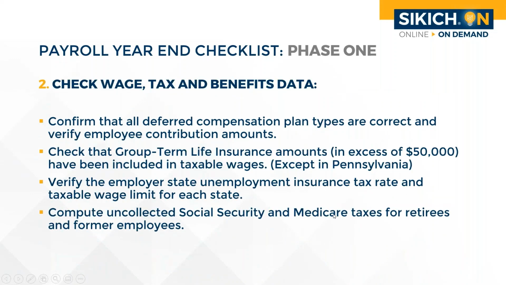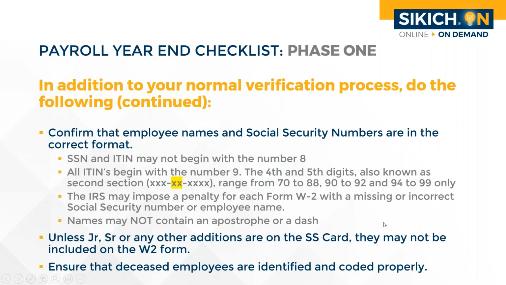Unless, please forgive me, I'm sorry, unless you have junior or senior on your Social Security card, it may not be used on the W-2. It's very important because if junior or senior appears on the W-2 and it's not on the Social Security card, you will receive a penalty for an incorrect name.